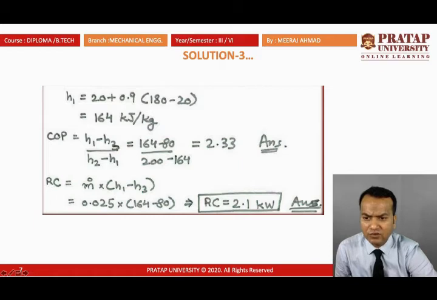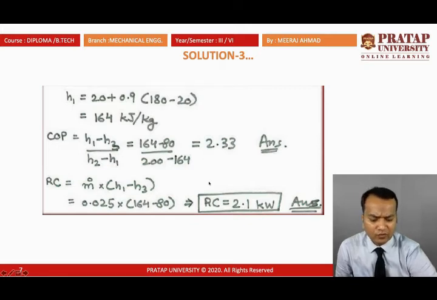RC is equal to mass flow rate into H1 minus H3. Mass flow rate is given in the question, 0.025, into H1 which is 164, minus H3 which is the enthalpy of the outlet of the condenser, which is 80. Then you find the RC value is 2.1 kilowatts.